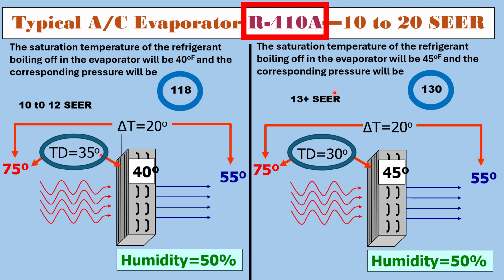And then we go over here, and we have a 13 plus SEER, and that shows us that we have a 75-degree return air temperature, a temperature differential of 30 degrees, and an evaporator temperature of 45, and that still should get us to a humidity of 50%. And we have a little bit higher pressure here, 130. But the thing about this is that a warmer evaporator doesn't necessarily dehumidify as well as a colder one.